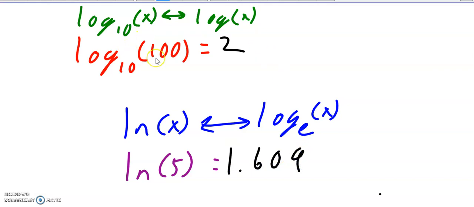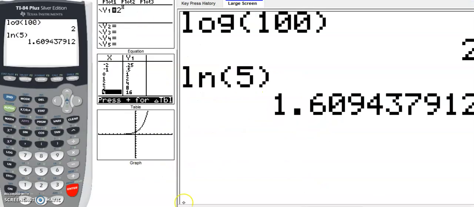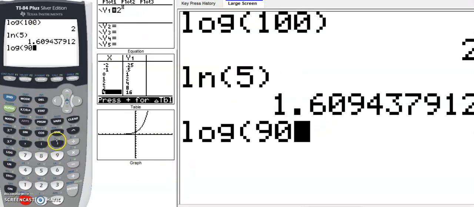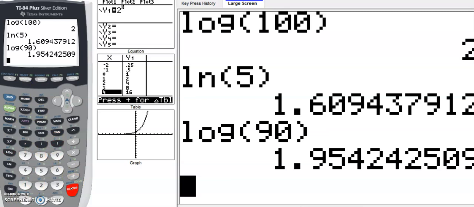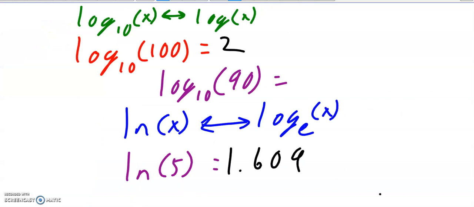And just so that we're clear, I want to make sure we understand that log base 10 is not always going to produce these nice integer values. So maybe we have log base 10 of, let's say, 90. Well, what's that going to be? So I can type in log 90, and I see that that's 1.954. It should make sense that 90 is less than 100, so log of 90 is going to be a little bit less than 2. So this is 1.954.